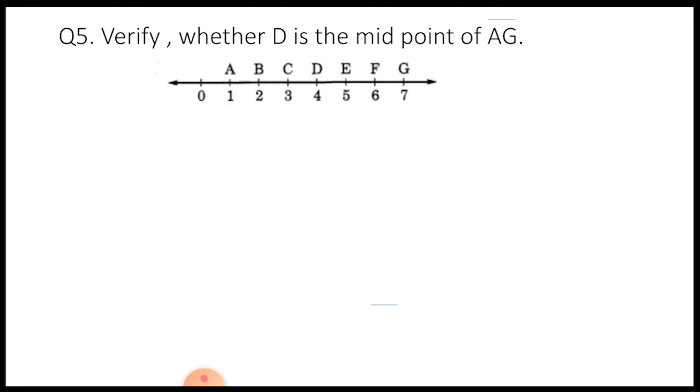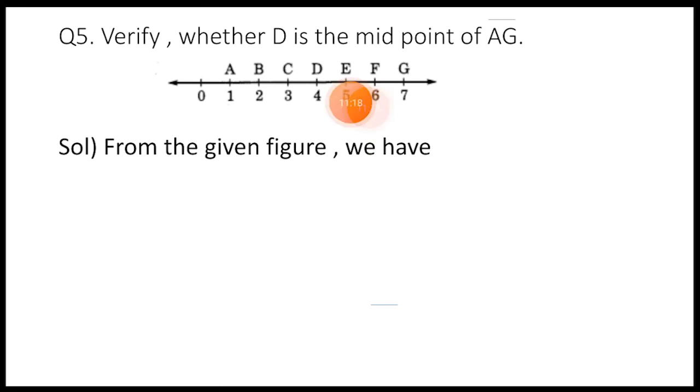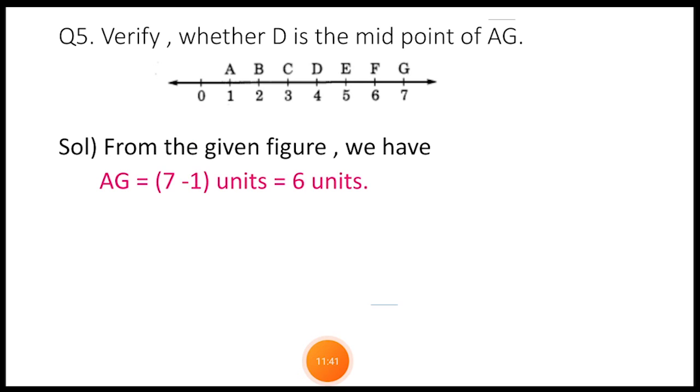Now come to question number 5. We have to verify whether D is a point of the line segment AG or not. You can see this is the figure given in question number 5. In this figure we have the counting numbers marked at an equal gap, but the naming that is shown from the counting numbers has not started from 0. So here in the given figure we have AG.